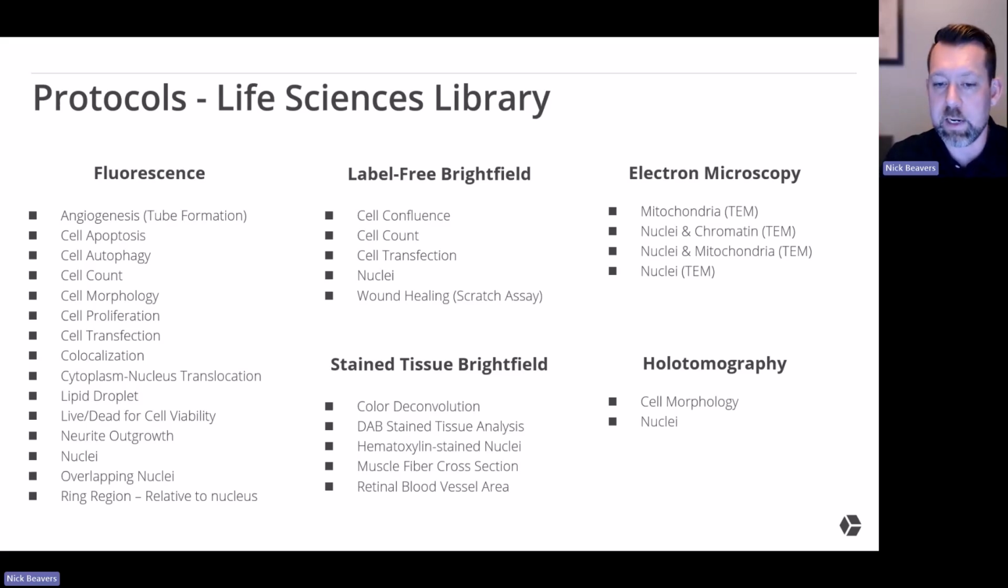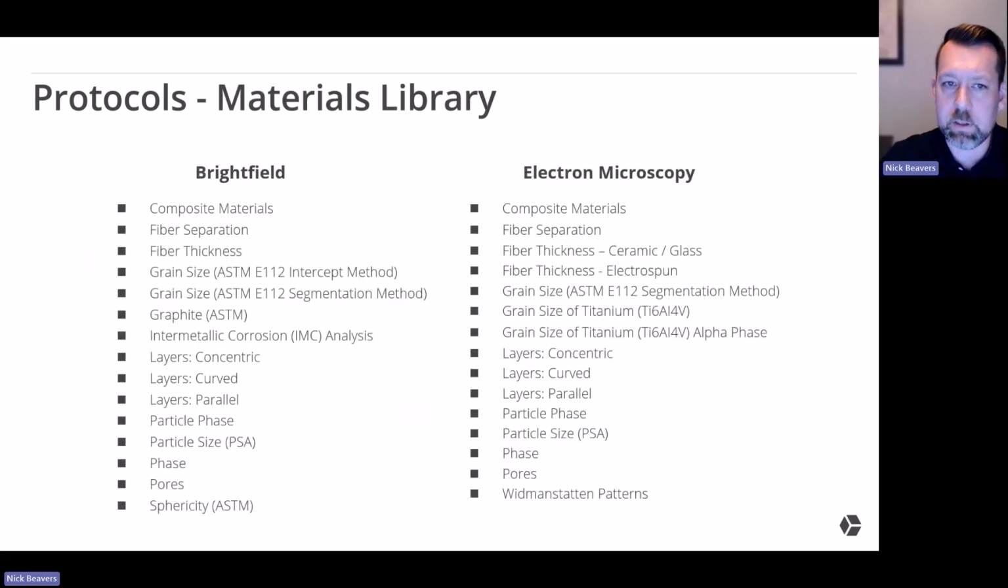You can do scratch assays. And when it comes to bright field, you're looking at color deconvolution, DAB analysis, hematoxylin analysis, muscle fiber cross-section. And of course, as we talked about, many different modalities, even electron microscopy and holotomography, finding cells, finding nuclei, and subcellular as well. Now, again, not a materials webinar, but if you're in a lab where you do both of these, either bright field or electron microscopy, you can handle composite materials, fibers, grains, layers, particles, phases, pores. All these things are available. And what is it? It's really just combining the individual steps of pre-trained models.